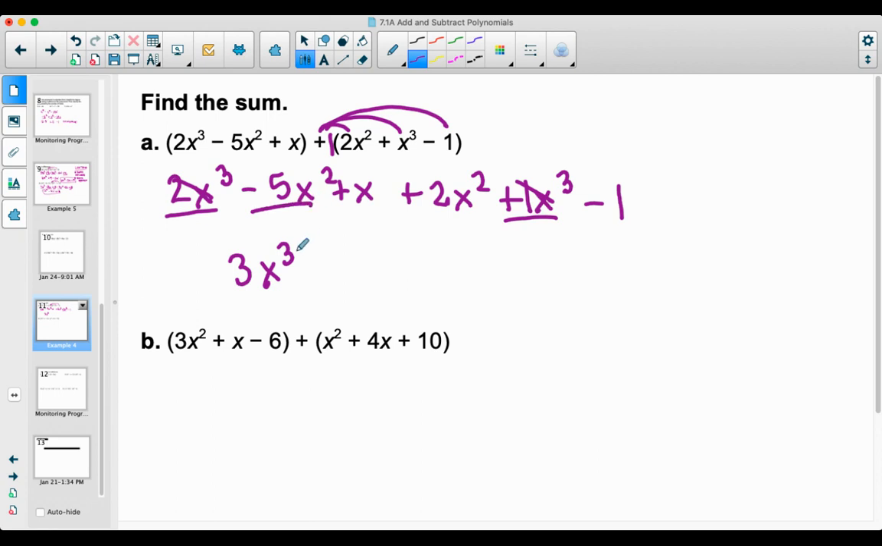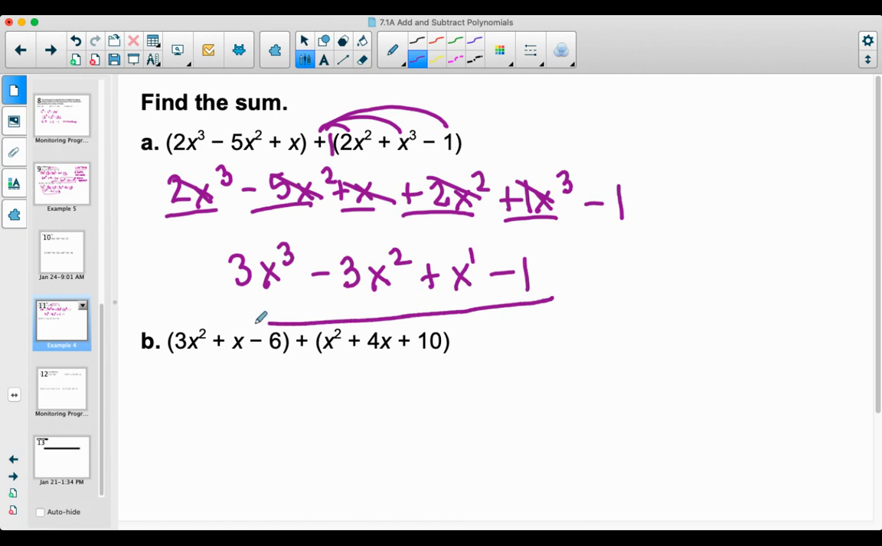So that takes care of that one. And then the next thing I have is a negative 5x to the second. And then I have a positive 2x to the second. So negative 5 and 2 give me a negative 3x to the second. And then I have an x here, and I don't have anything else that has an x. So I just bring it down. And then the only other thing I have left is a minus 1. So then I look at that and I see I go from high to low. My power is 3 to 2 to 1 to nothing, which means that's written in standard form. So that is my answer.